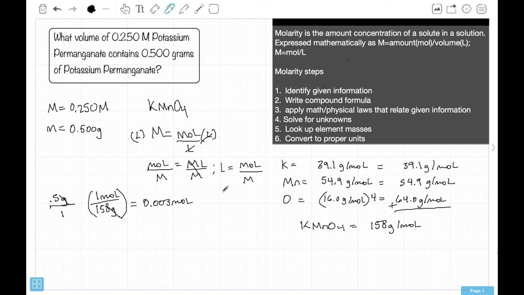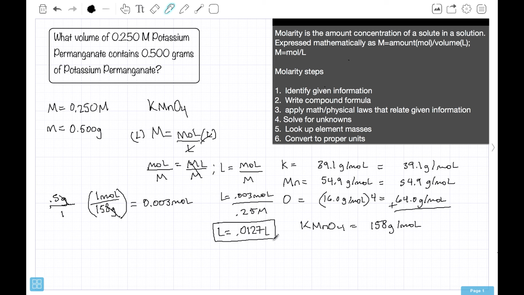So now we can just plug everything in. We have the moles of 0.003, and we have the molarity of 0.25, and that equals 0.0127. Now, that's in liters, and that's fine.